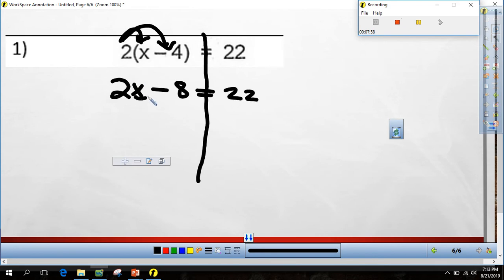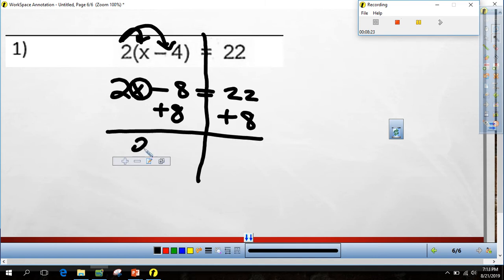Now, I want to get this x right here all by itself. So I have to get rid of the 2, and I have to get rid of this minus 8. Talking about our layers, we don't want to break this up yet. These are stuck together. So let's get rid of the things away from that variable first. Let's get rid of this minus 8. To undo minus, I plus. If I do it to one side, I do it to the other. That leaves me with a 2x. The 8's cancel out. 22 plus 8 is 30.